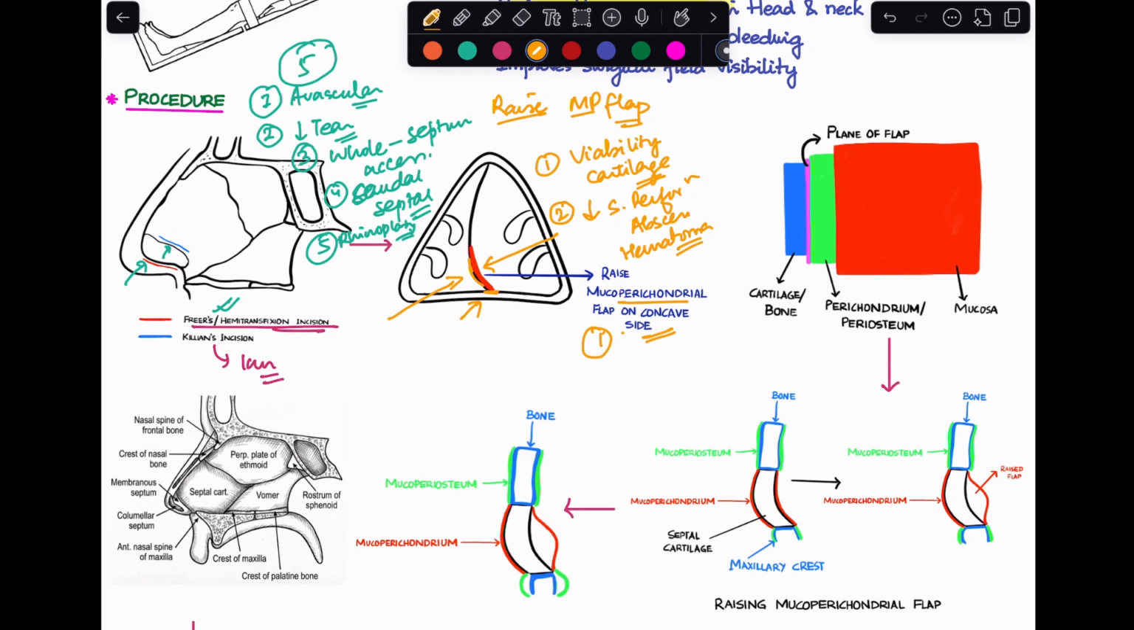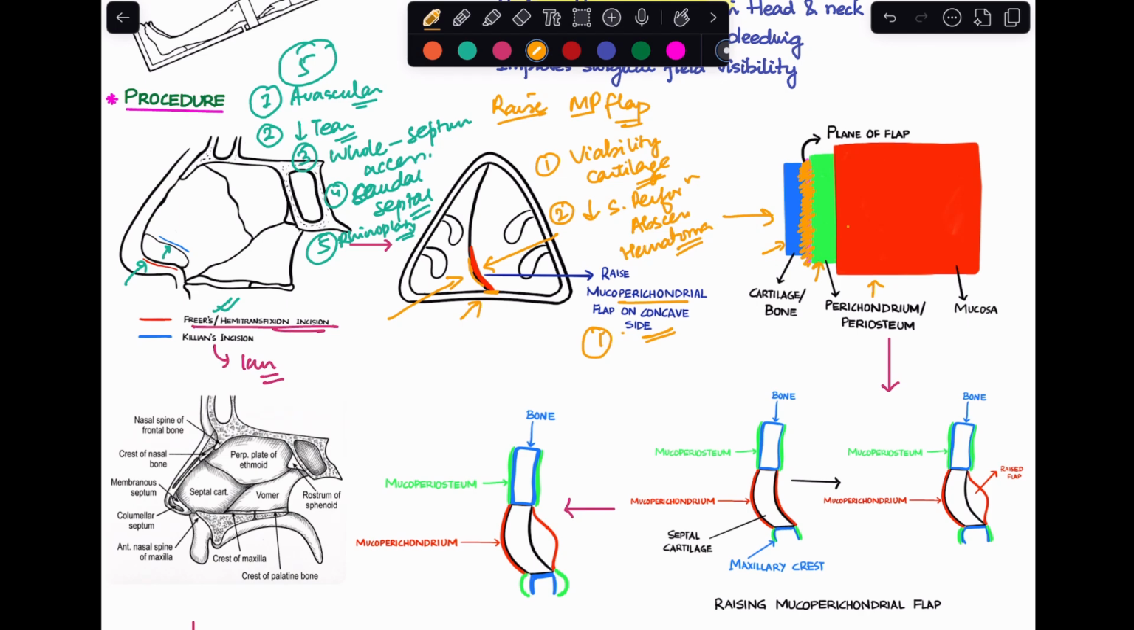Now, as I mentioned before, if we look at it, this red structure is the mucosa. Underneath the mucosa lies the perichondrium or the periosteum, and underneath that lies the cartilage or the bone. So the flap will be elevated in between this mucoperichondrium and the cartilage. This will be your plane of flap elevation.